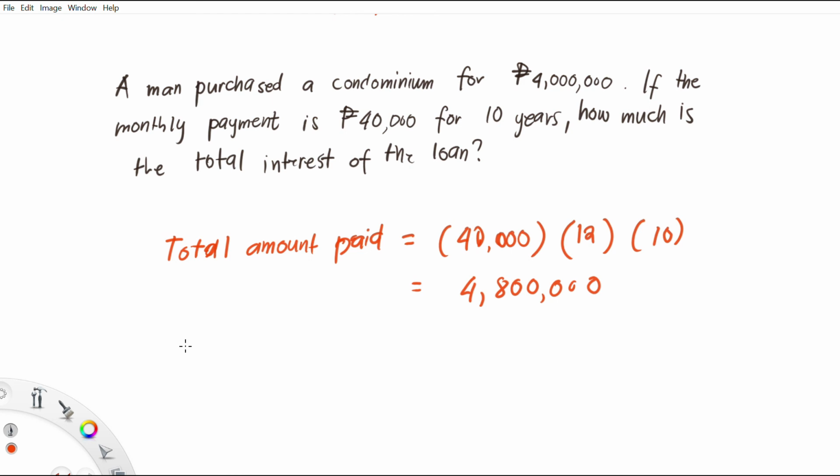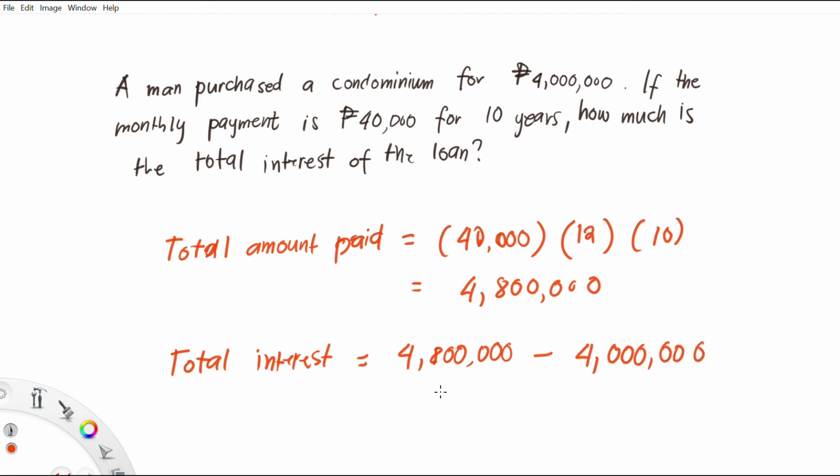So the total interest would be 4,800,000 minus the cash price or the amount of mortgage. In this problem, we have 800,000 as the total interest of the loan.